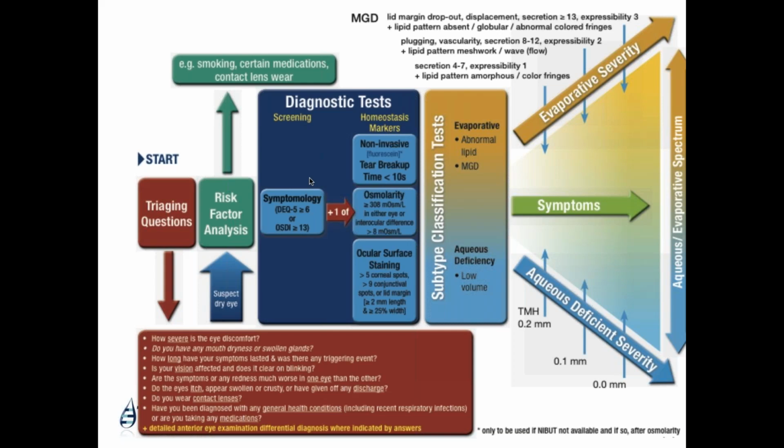But you could do pure breakup time on an aqueous deficient patient or a terrible evaporative dry eye patient. You still get a bad breakup time. It doesn't tell you what they have. You do osmolarity, you can get a 330 on a patient who could be aqueous deficient or severe evaporative. It wouldn't tell you the type. Same with staining, except for a few unique patterns. They would just tell you that it's dry eye.